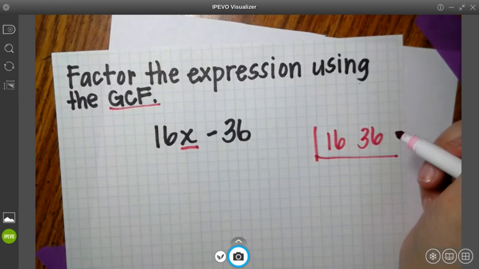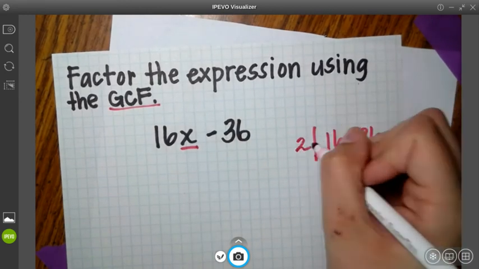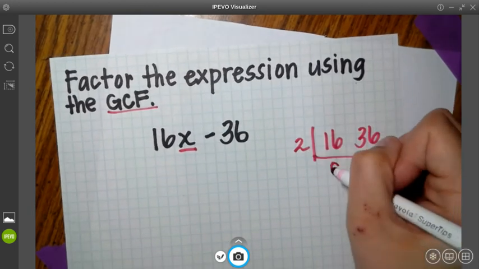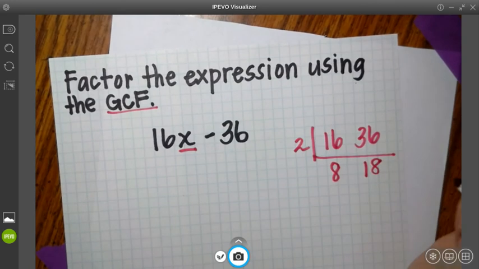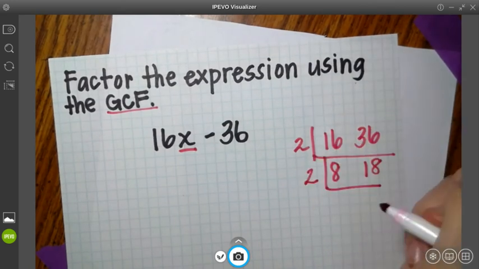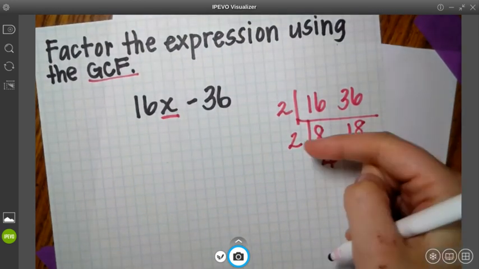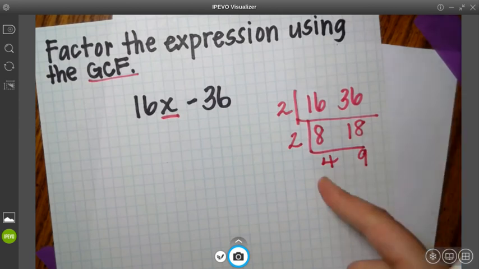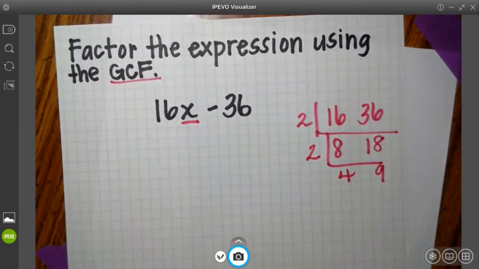I think I start with 2. Are they both divisible by 2? Yes, they are. 16 divided by 2 is 8. 36 divided by 2 is 18. I can keep going. They're both divisible by 2 again. 8 divided by 2 is 4. 18 divided by 2 is 9. These two numbers, 4 and 9, don't have anything else in common. So that means I've found my GCF.